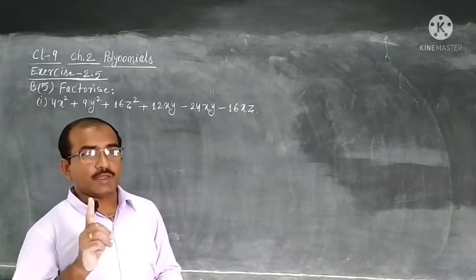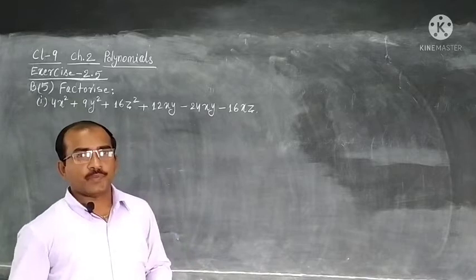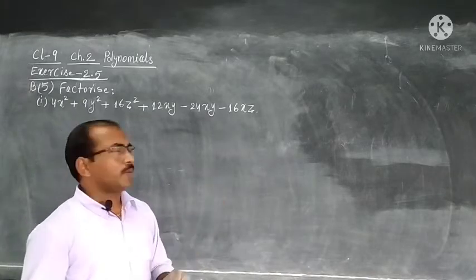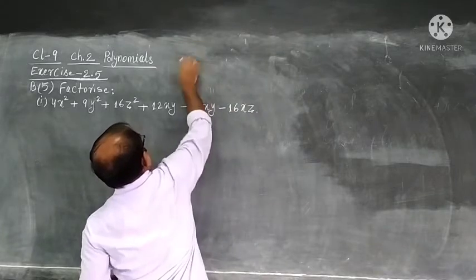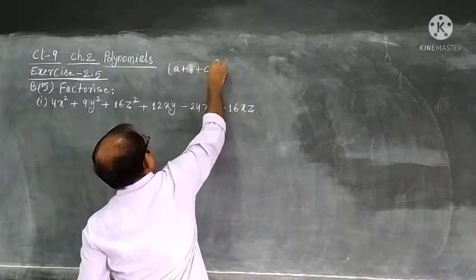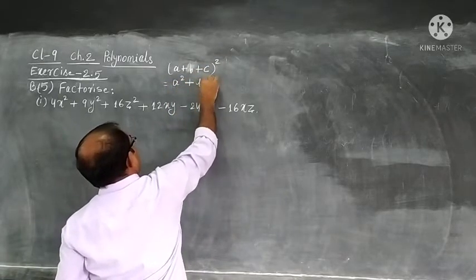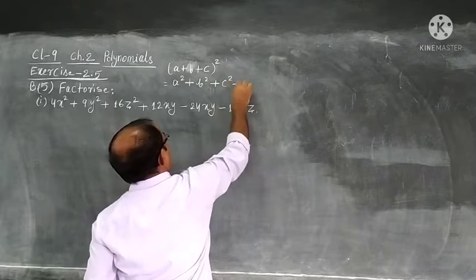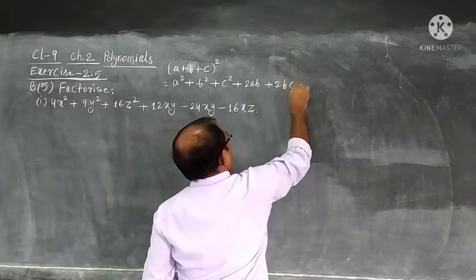The question always remains same. Which identity comes to our mind? In question number 4, you have used the identity (a plus b plus c) whole square, that was equal to a square plus b square plus c square plus 2ab plus 2bc plus 2ca.